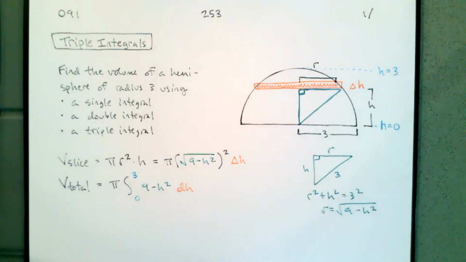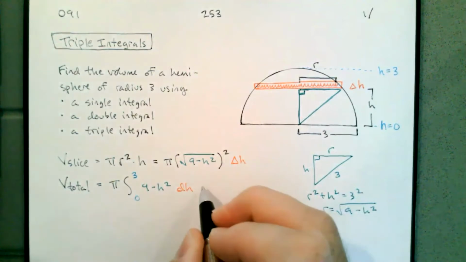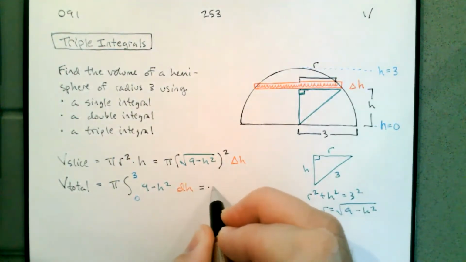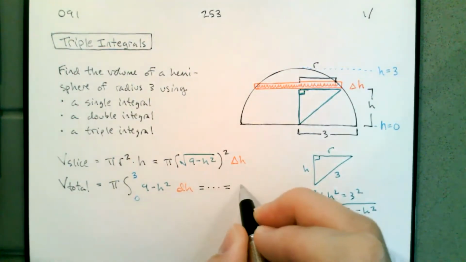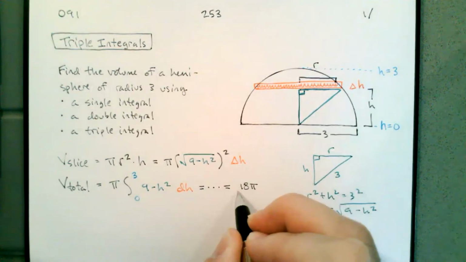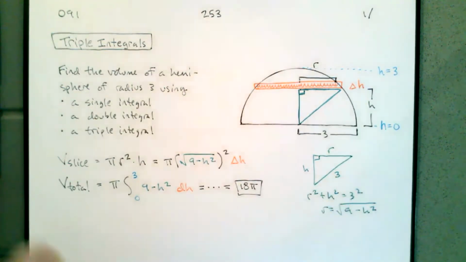So we just got to sort out this integral, and some stuff happens, and we should get 18 pi for the volume of our hemisphere. Any questions? I'm going to cheat a little bit. This is just a recall.